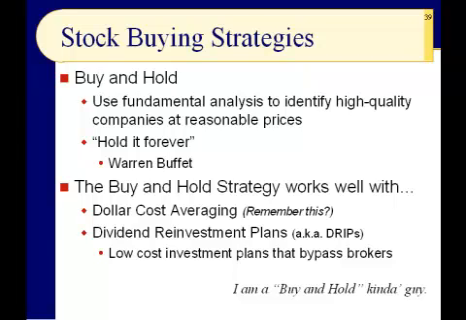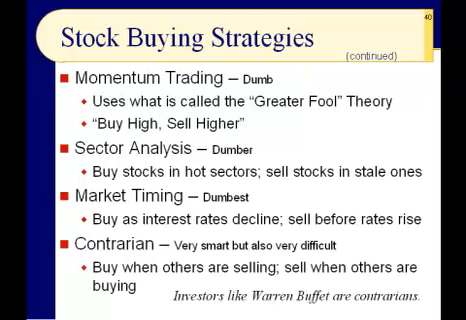But there are other investment strategies. There are other stock buying strategies. And the first three on slide 40 I call dumb, dumber, and dumbest. The first one is momentum trading. These people use what is called the greater fool theory. Buy high, sell higher. Somewhere out there is a greater fool than I who will buy the shares that I bought at a high price at a higher price.